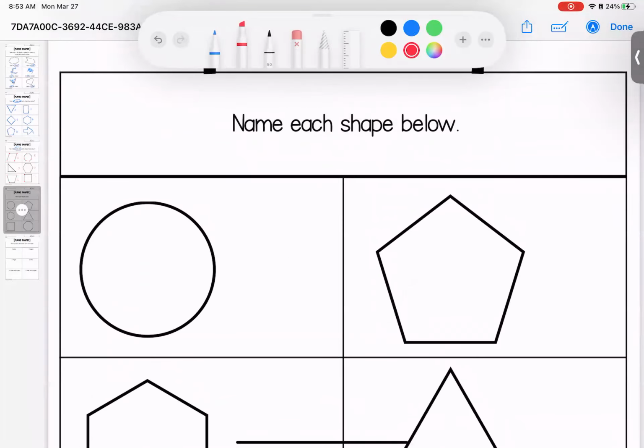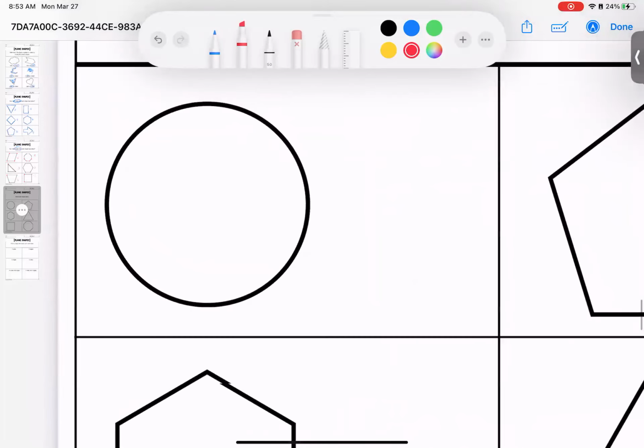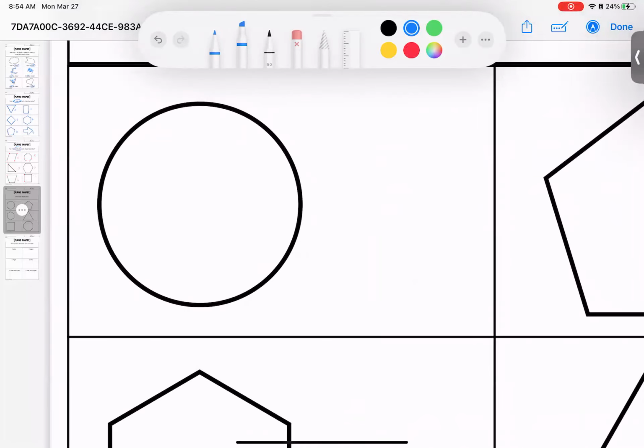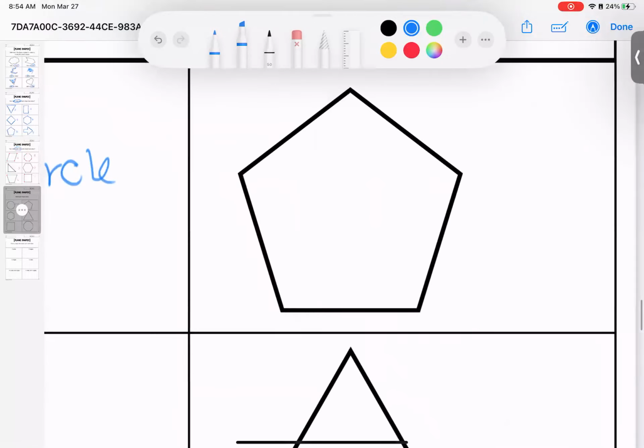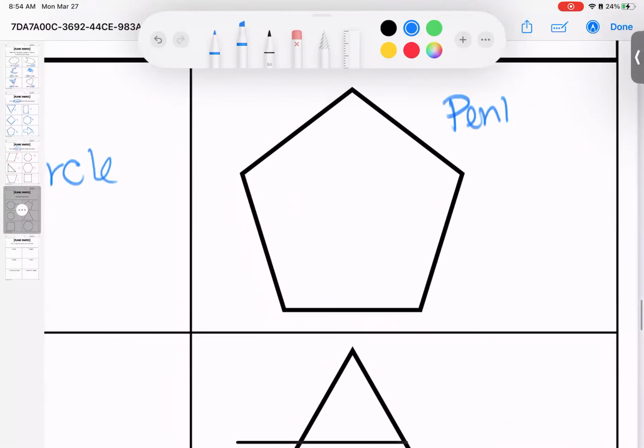All right, Nuggets, this was the icky, sticky, tricky part. I asked you to name the shapes below. Now remember, spelling does not count. This is a math class, but I want you to do your best to name each of our shapes. This one, this is a circle. This friend, this is a pentagon. Pentagon has one, two, three, four, five sides.